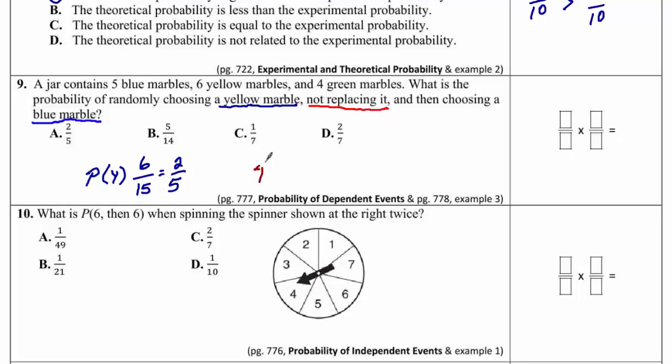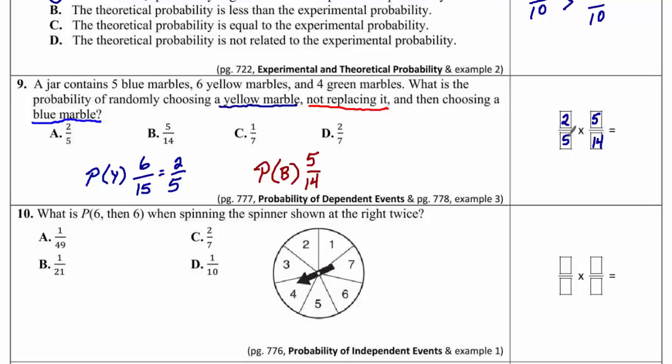Now the probability of getting the blue marble, well, there are 5 blue marbles. There are only 14 marbles left because we pulled the yellow marble and we did not replace it. So there are only 14 marbles left, and 5 out of 14 cannot be simplified. So here we have a 2 out of 5 chance of getting the yellow times a 5 out of 14 chance of getting the blue. That's what we do with dependent events.